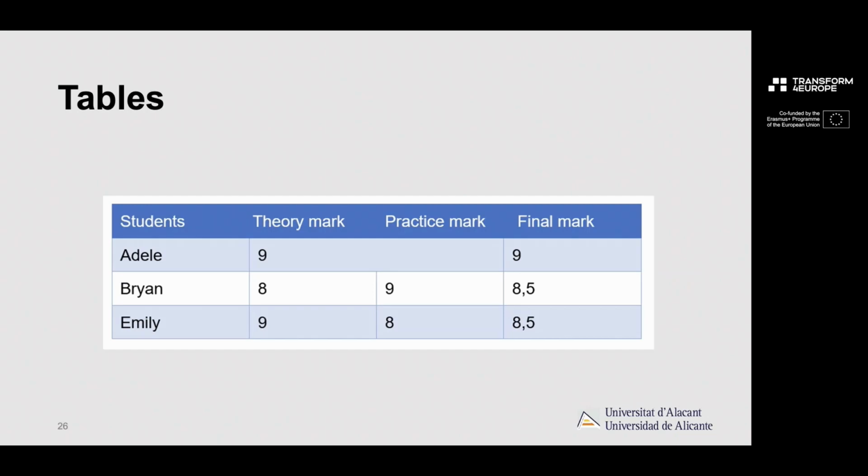Okay. Yes, it's not accessible. Why? Because as the student has the same mark for theory and practice, the two cells will be combined. Visually, users will understand that the grade in cells 2 and 3 is the same, but the person that uses a screen reader could get lost when looking at the table and not understand it.